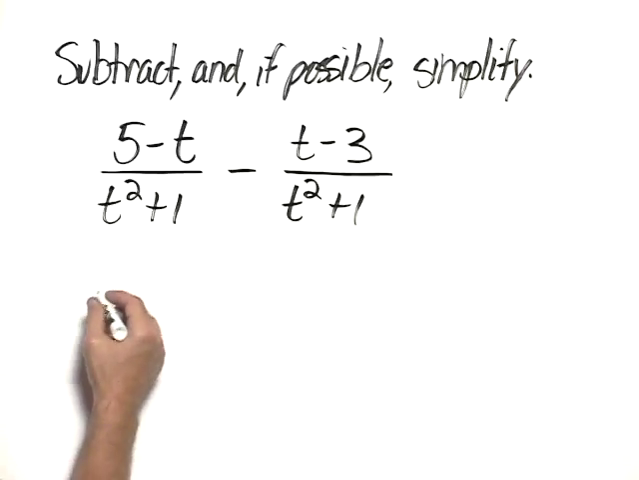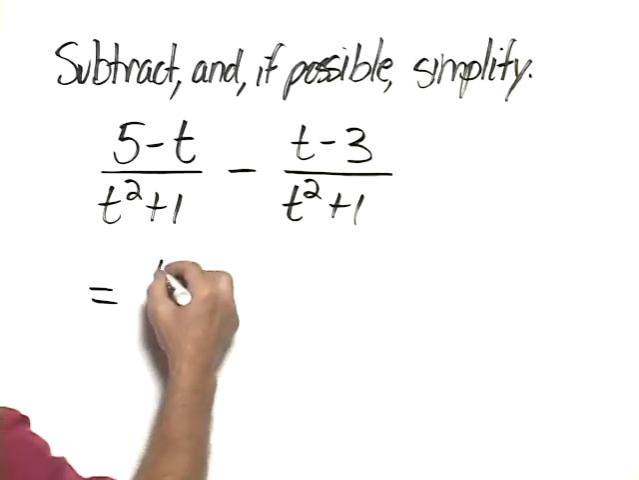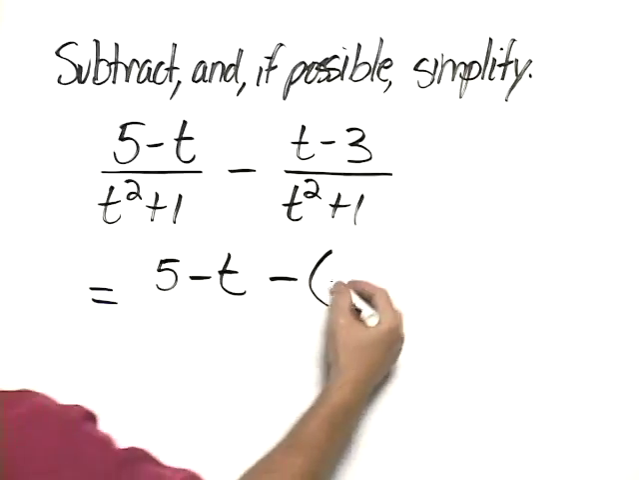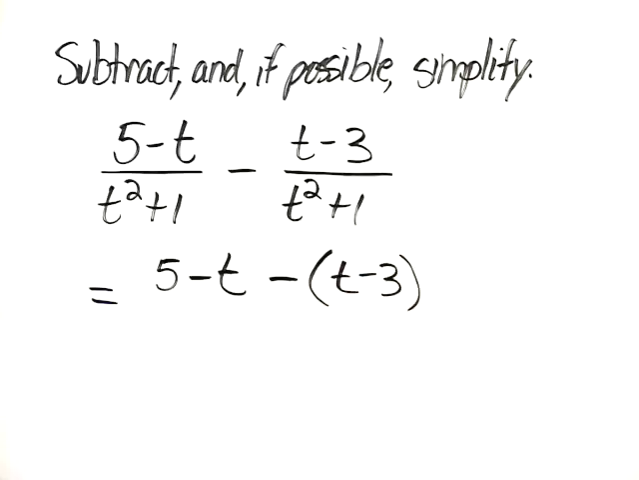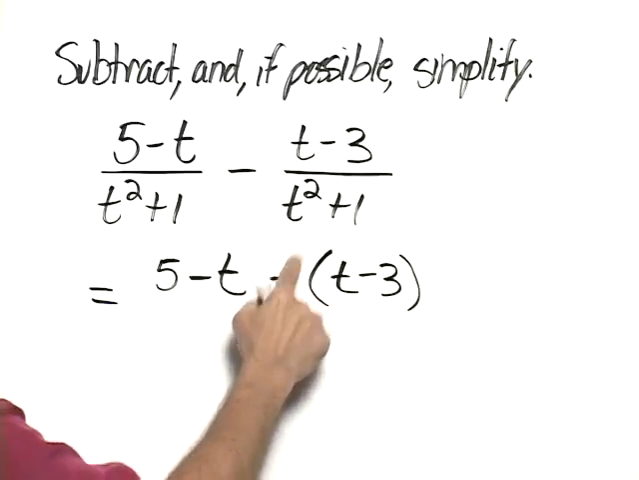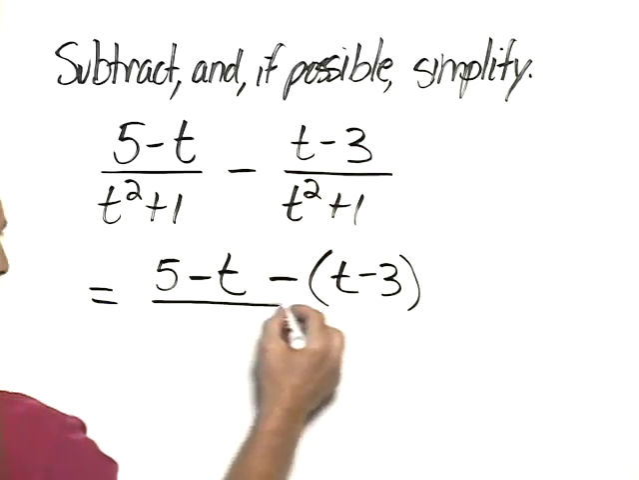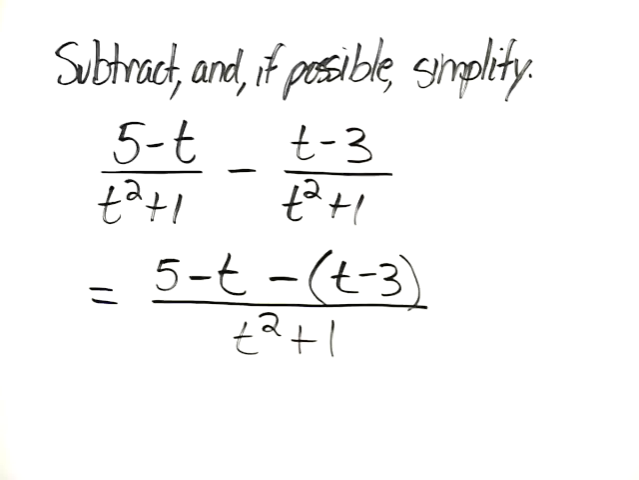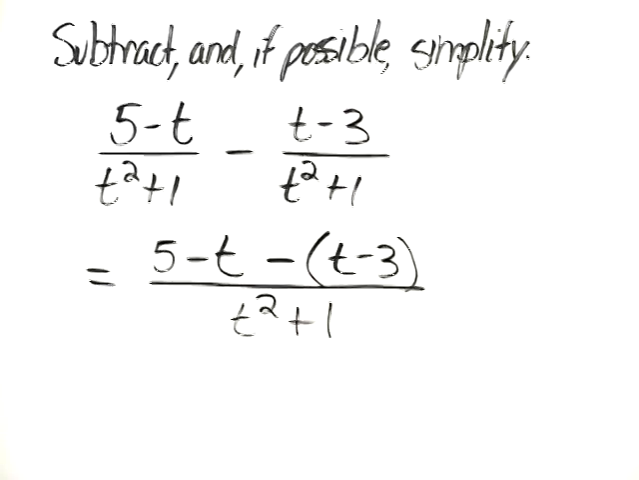and therefore we subtract the numerators. 5 - t minus, and notice that I'm putting t - 3 in parentheses to show that we're subtracting the entire numerator. We put all of that over the same denominator, t² + 1.